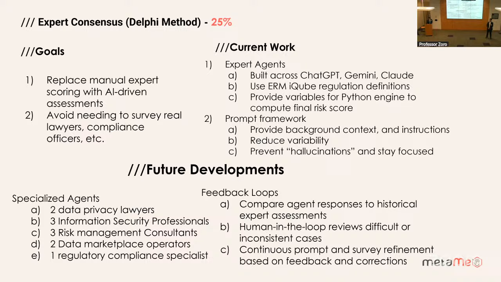Finally, we're trying to incorporate feedback loops into our system by comparing historical expert assessments with the AI agents that are attempting to replicate them. By doing this, we'll be able to identify when the models are drifting or losing focus of their task. By incorporating this human-in-the-loop feedback system, we're hoping to review survey responses, provide corrections, and slowly optimize our agents.